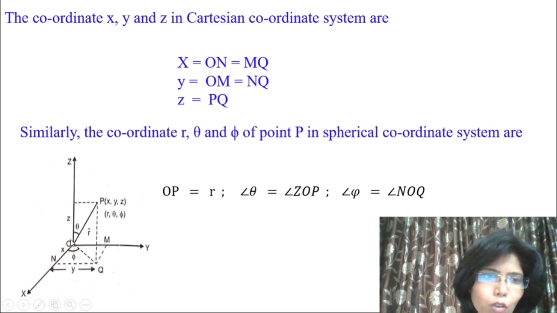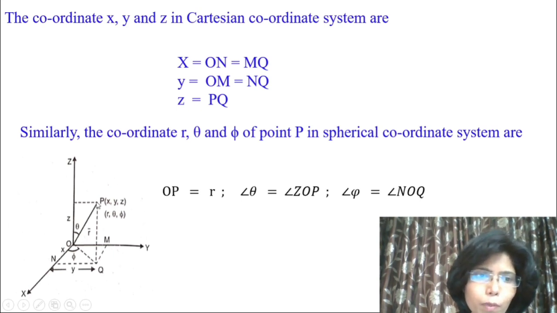Similarly, PQ is your z. This is your z. It is parallel to this line. So it is z. Similarly, the coordinates r, theta and phi of this point P in the spherical coordinate system are: OP is equal to your r, then theta is angle ZOP and phi is angle NOQ.